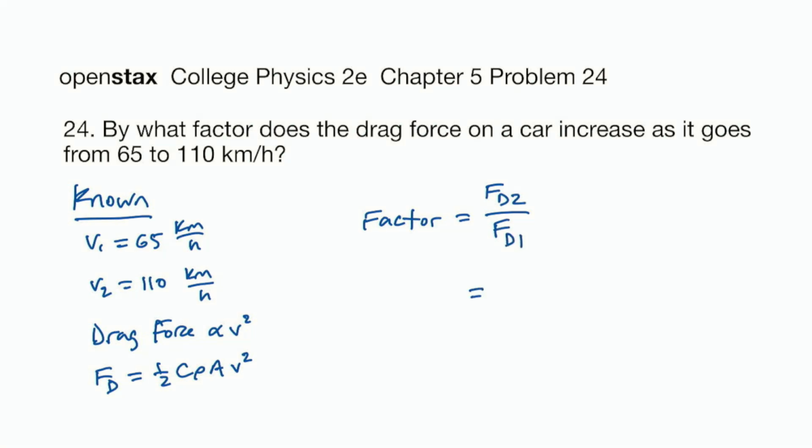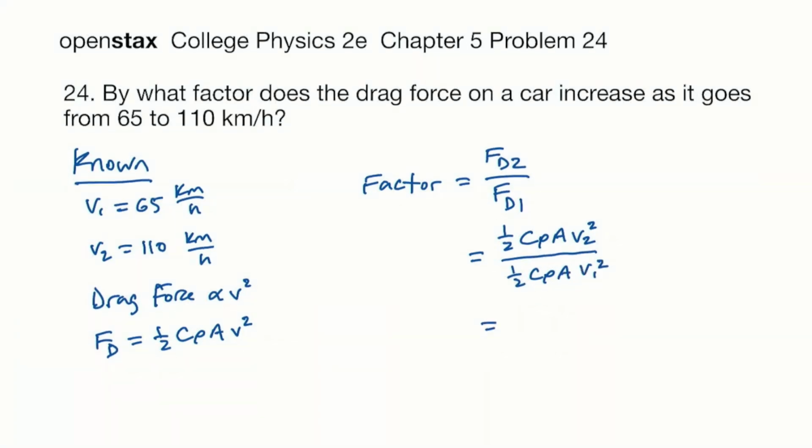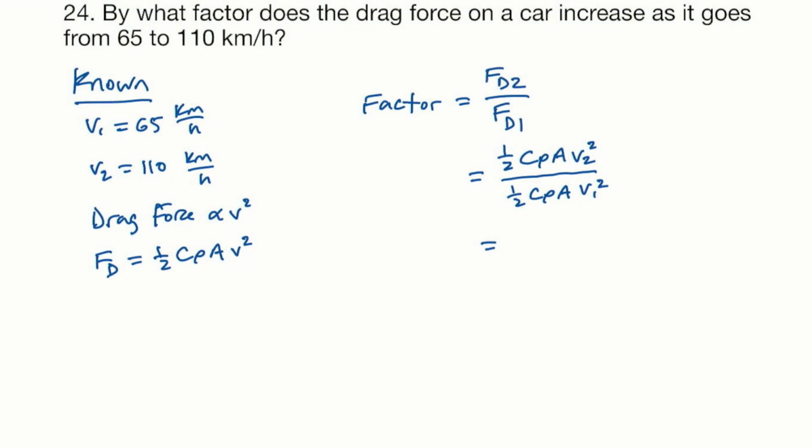Okay, we can put the equations in. We will have 1/2 C rho A, this will be V2, and it is squared. This will be divided by 1/2 C rho A, V1 squared. Everything cancels, and all we're left with are the velocities. So V2 squared over V1 squared. That's all we were given, but that's all we needed.